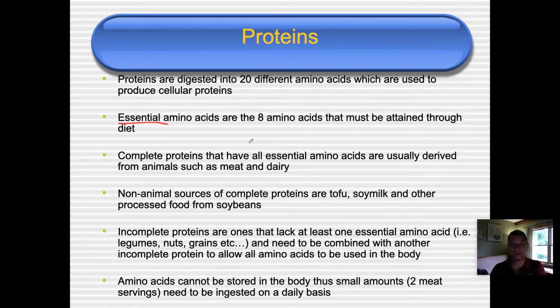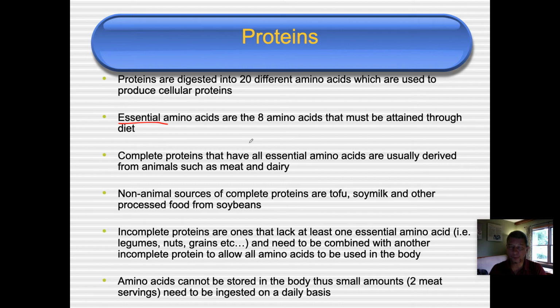Now, proteins in and of themselves come in 2 different forms. Complete proteins have all of the essential amino acids, and they are typically derived from animal products, meat and dairy and that sort of thing. There are some non-animal sources of complete proteins, and they include things like tofu, soy milk, and other foods that are processed from soybeans. All right.